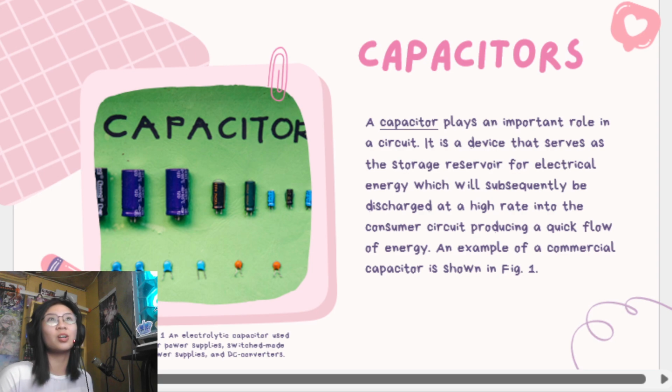Capacitors are devices that you can find in a circuit. A capacitor plays an important role in a circuit because it serves as a storage reservoir for energy, or energy storage, in other words. Capacitors are the ones that supply a quick flow of energy if your circuit needs it. Kung needed nila.